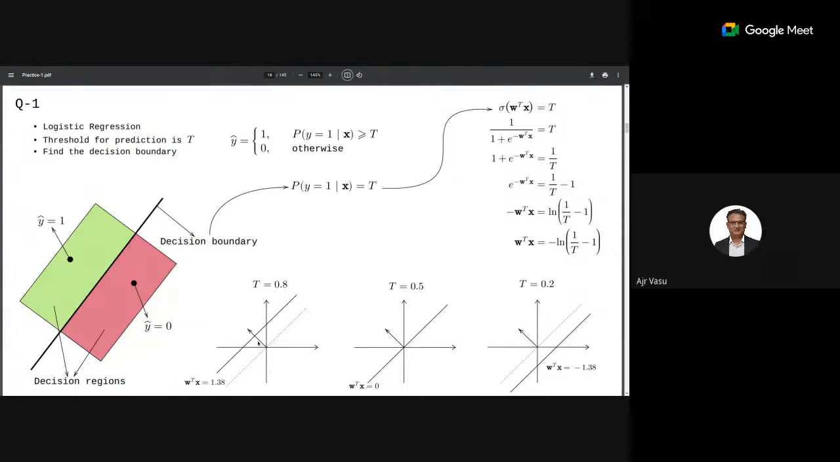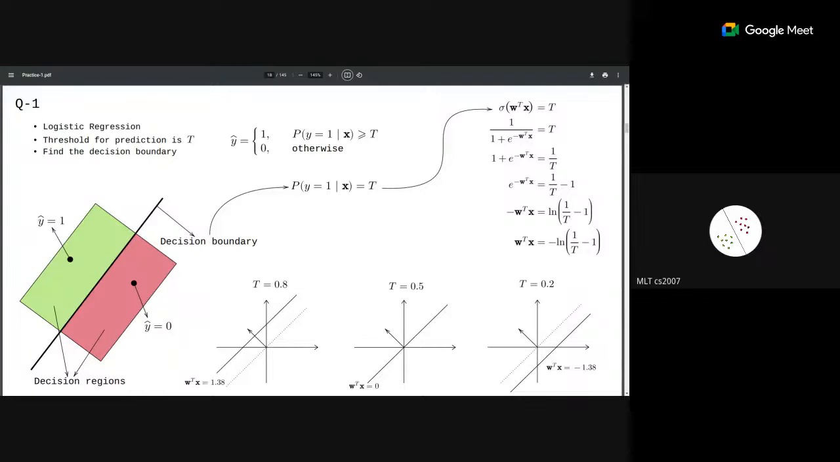Okay, so the threshold is W transpose X equal to 0. The decision boundary is W transpose X equal to 1.38, right? So the solid line is the actual decision boundary in this case. And then what will W transpose X equal to 0 be called? Is there a term for it? In this case, no, right?